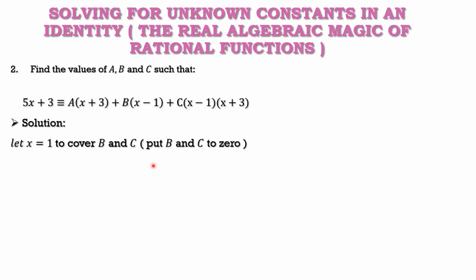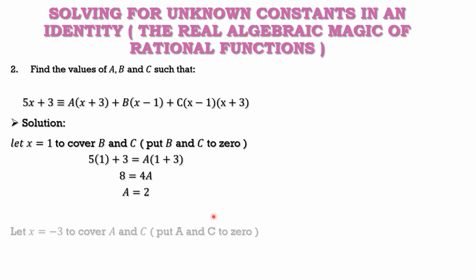So the moment x becomes 1, this one will be 1 minus 1 is 0. It is going to cover B. Then 1 minus 1 here is 0. It's going to cover C. Then it means that we are going to be left with only A. So that will be 1 plus 3. Then 5 times 1 plus 3. So 5 times 1 is 5 plus 3 is 8. We are going to get 8 equal to 4a. Then a will give us 2.